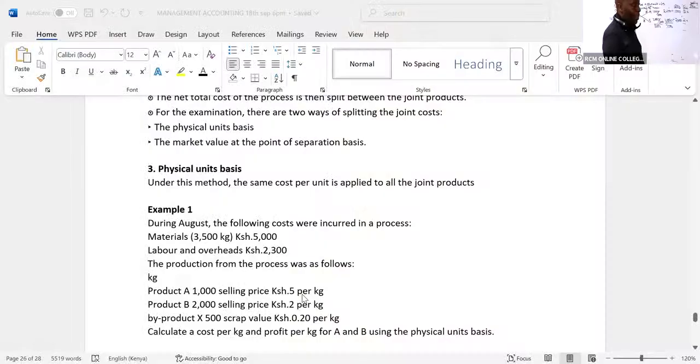So for selling price, I can see A is going for 5 bob. Then this other one, A is going for 2 bob. And then I'll ask for profit per unit.